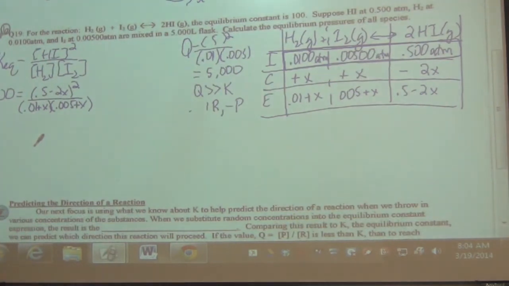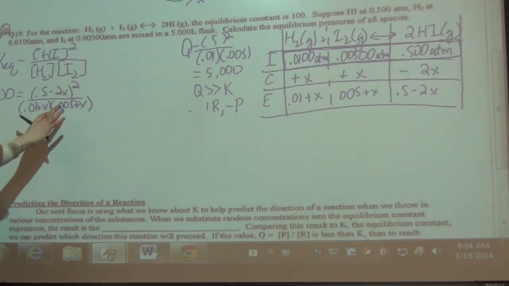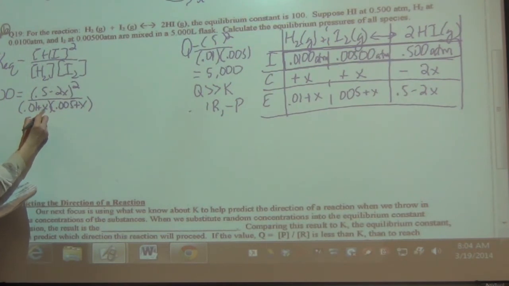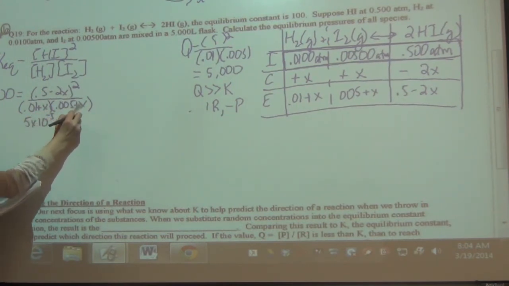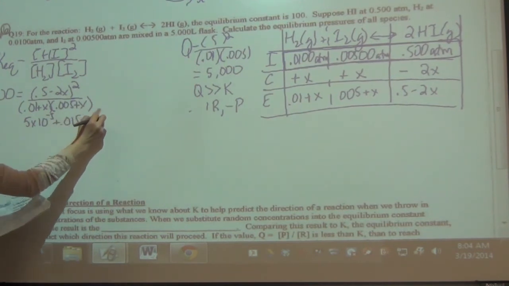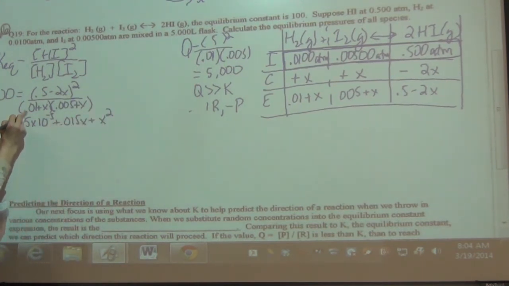As far as simplifying it, how much do you have to simplify in order to be able to graph and find out what X is? Figure out if you can get X. I'm not going to tell you what it is. I'm going to write out what you would get algebraically. I ended up multiplying these two together and got 5 times 10 to the negative 5th plus 0.015x plus x squared for this part here.